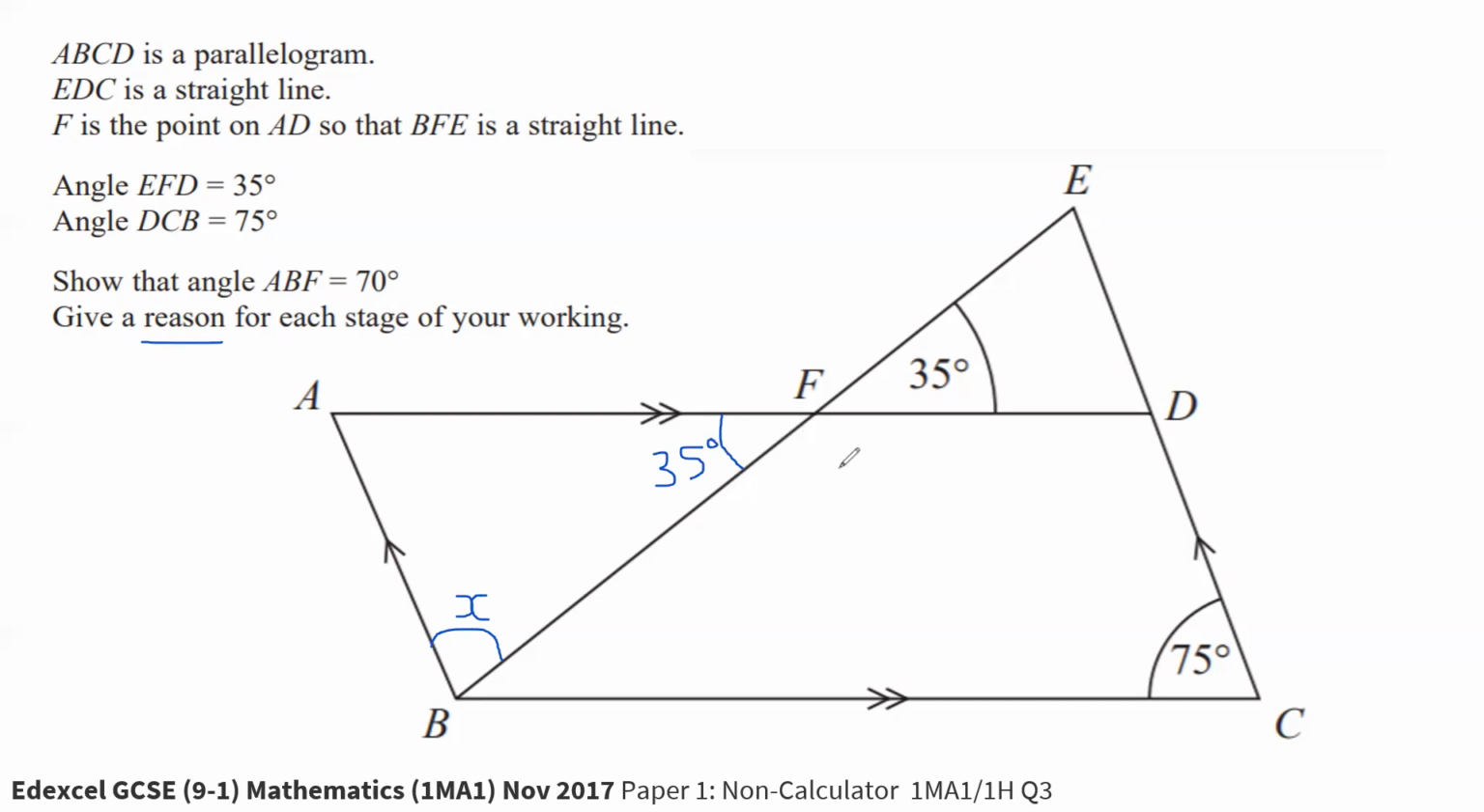The next rule is Z angles. So Z angles or alternate angles. The official name is alternate angles, but quite often they're called Z angles. And this is because if you draw it out, you get a Z shape. So you go from A to F to B to C. You can see that makes a Z shape. And that tells us that the alternate angle, from AFB to FBC, is the same. So this angle here would be 35 degrees.